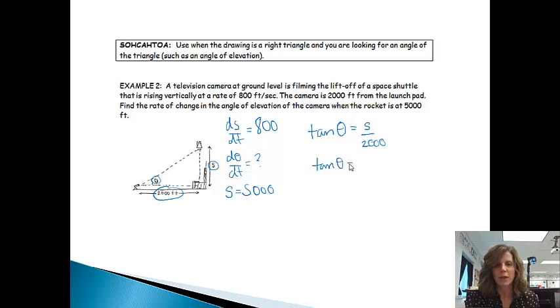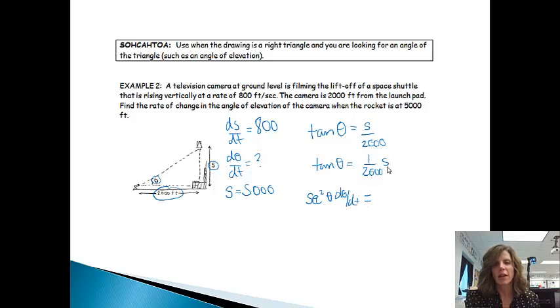I'm going to have tangent theta equals, another way of writing s over 2,000 would be 1/2000th s, and that's just an easier way of writing the problem for this situation. Okay, so now we're ready to take the derivative. The derivative of tangent, hopefully you know, is secant squared theta, and we also do need to include the d theta dt because I'm taking the derivative of theta with respect to time.